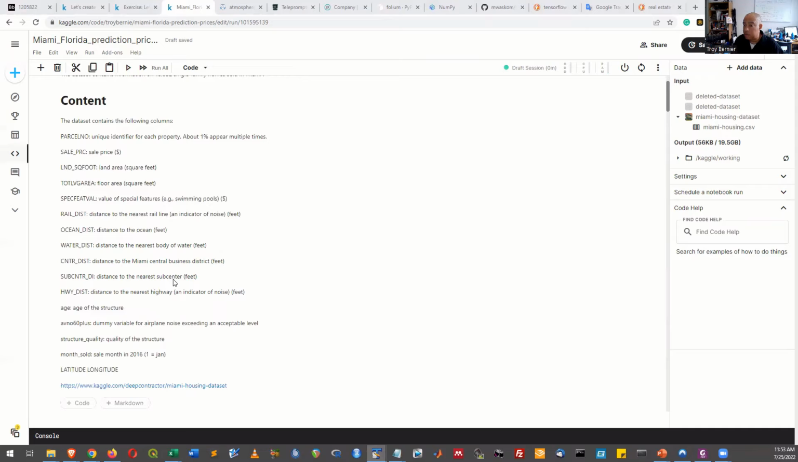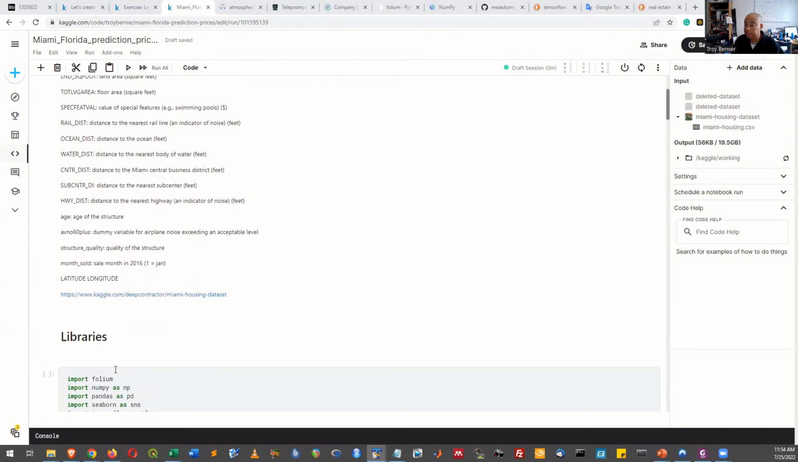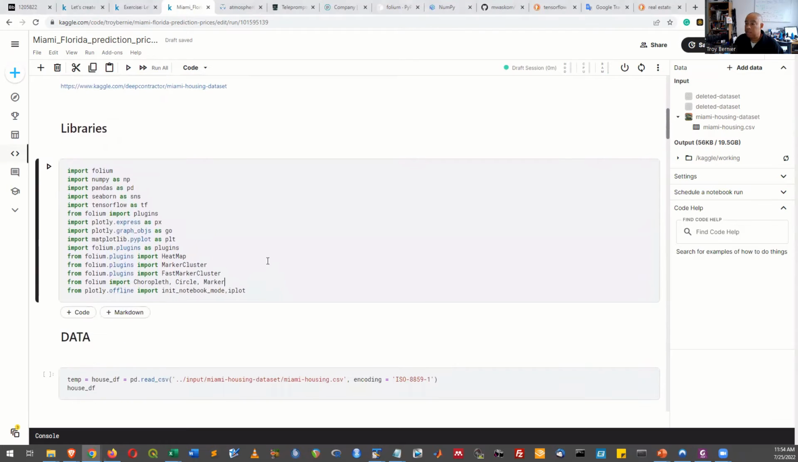Distance to the nearest sub-center in feet. Distance to the nearest highway, another indicator of noise. The age of the structure. A dummy variable for airplane noise exceeding an acceptable level. Structure quality, the quality of the building. You know, is it a highly well-built structure or not? The month sold, which is in January. And last but not least, latitude and longitude. This is a mouthful, folks.